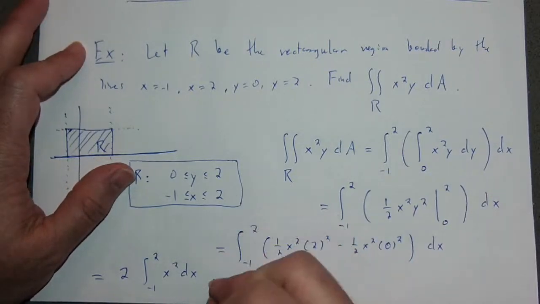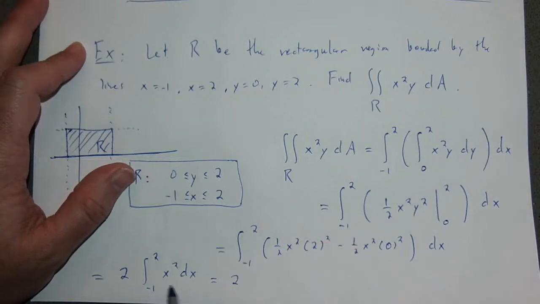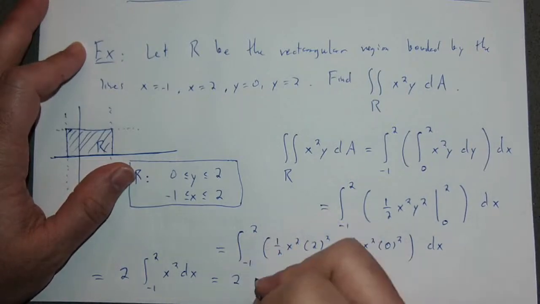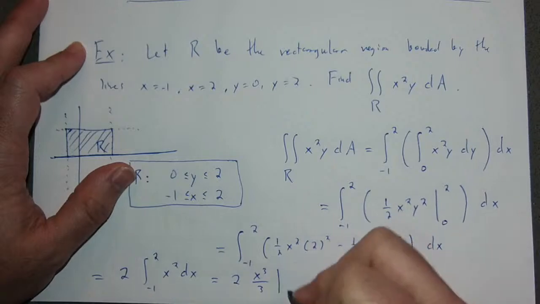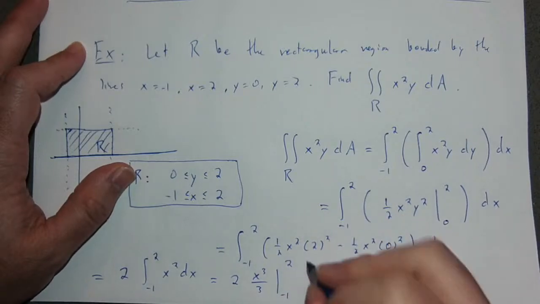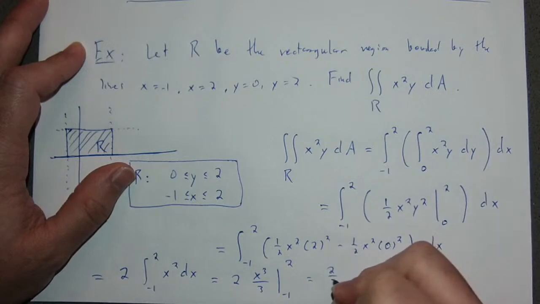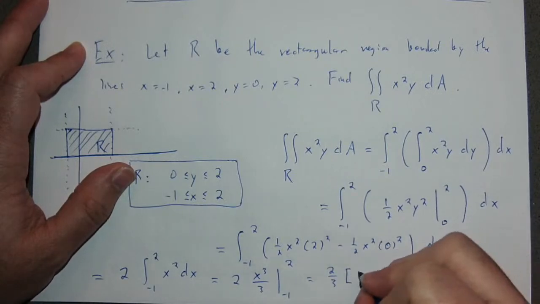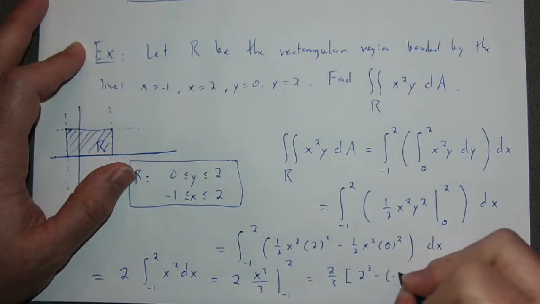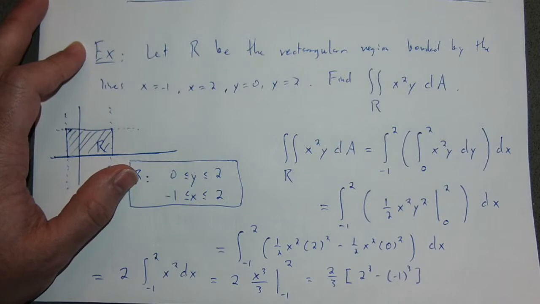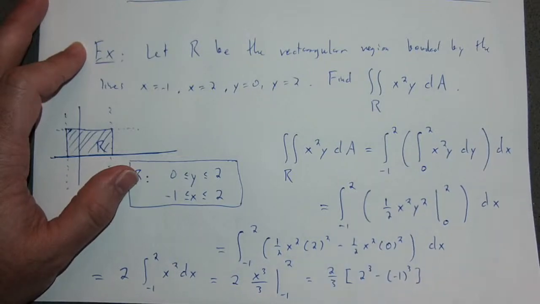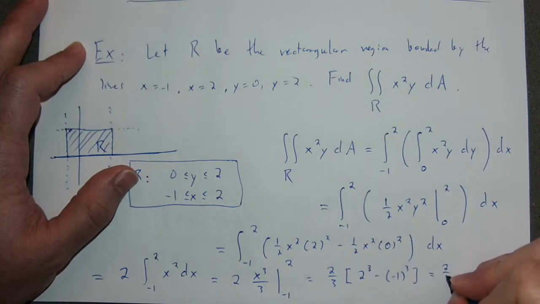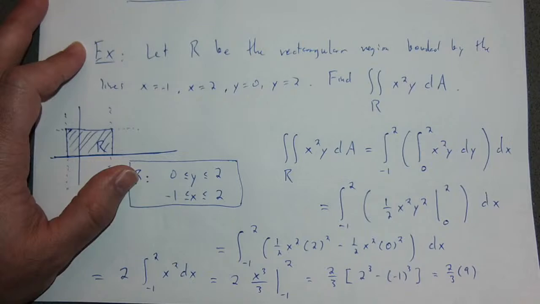And so what do I get here? This is 2 times, what do I get when I integrate x squared dx? Well, I get x cubed over 3. So I get x cubed over 3 evaluated from -1 to 2. And so what do I get? I get 2/3 times 2 cubed minus 1 cubed. Okay, so 2 cubed is 8 minus 1, so that's 9. So this is 2/3 times 9, which is 6.